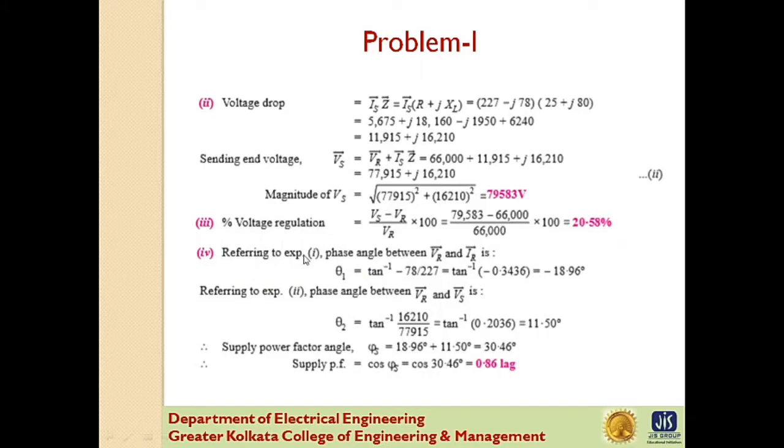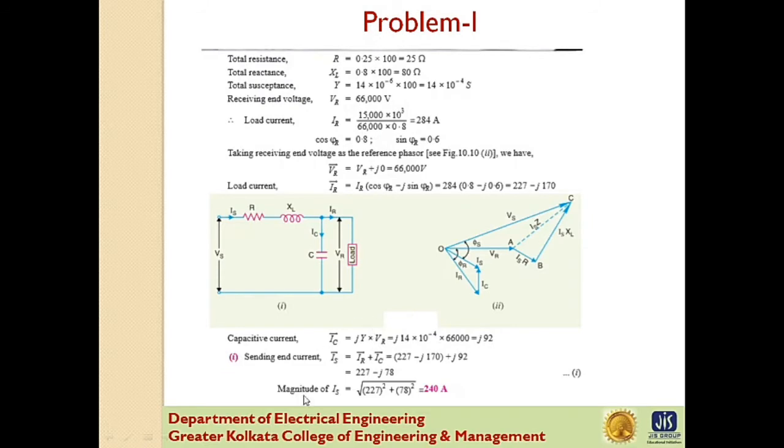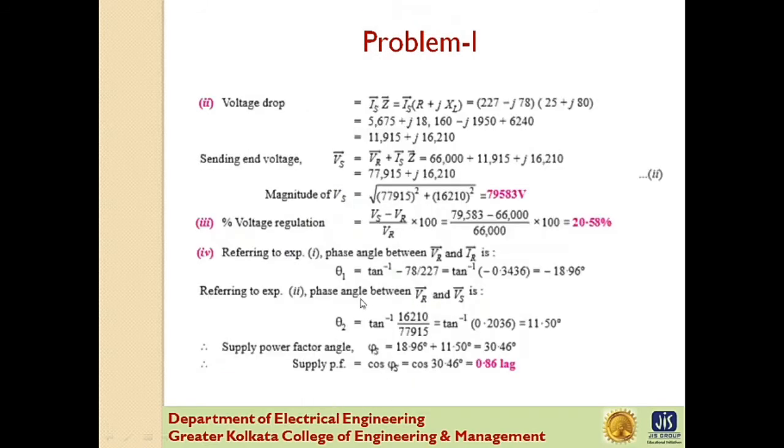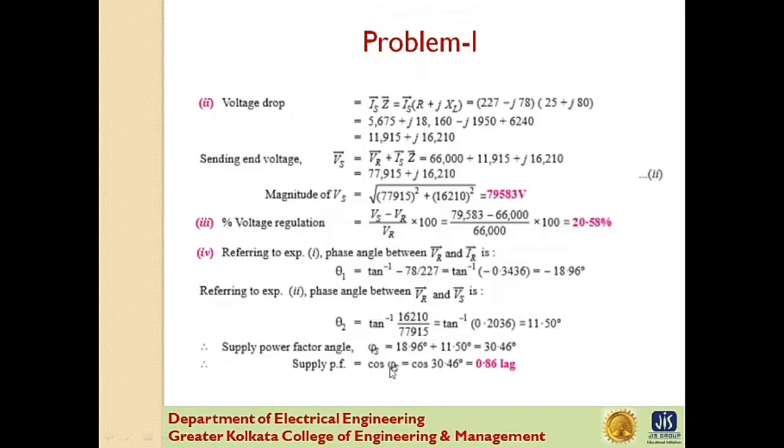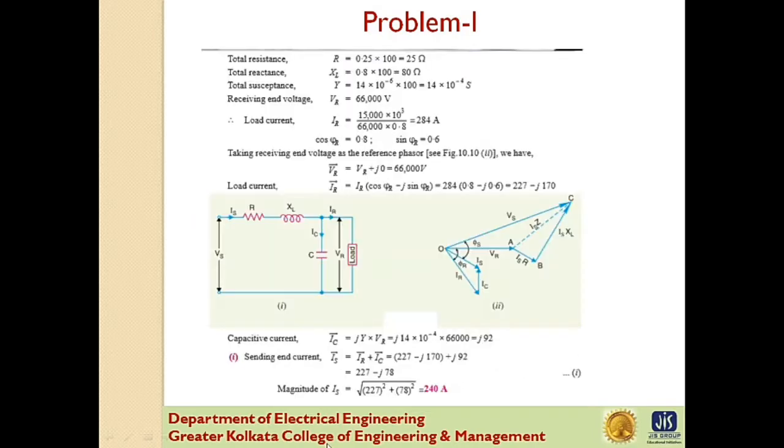Now referring to expression 1, from this expression theta 1 is equal to tan inverse minus 78 by 227, and theta 2 is tan inverse 16210 by 77915. So theta 2 is equal to 11.50 degree. So theta is equal to theta 1 plus theta 2, that is 30.46. So supply or sending end power factor is cos phi s, that is equal to 0.86 lagging power factor.